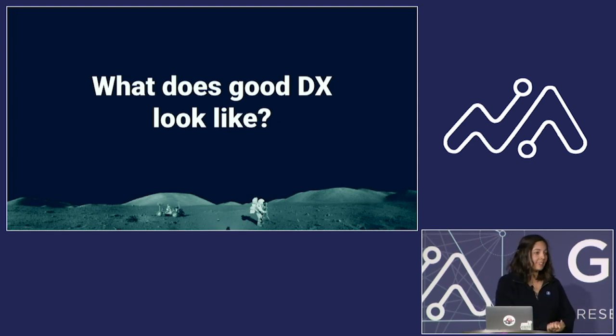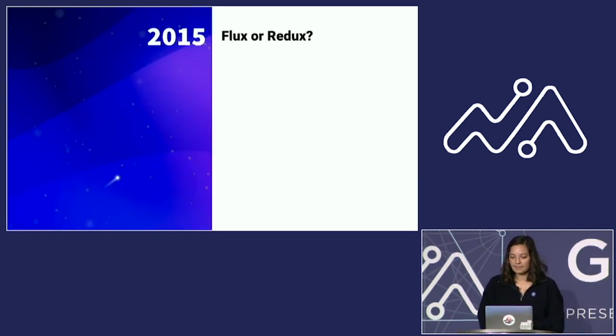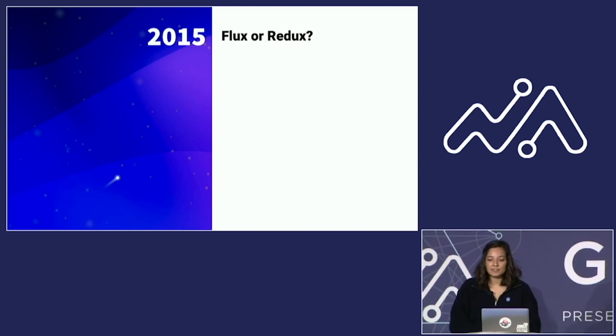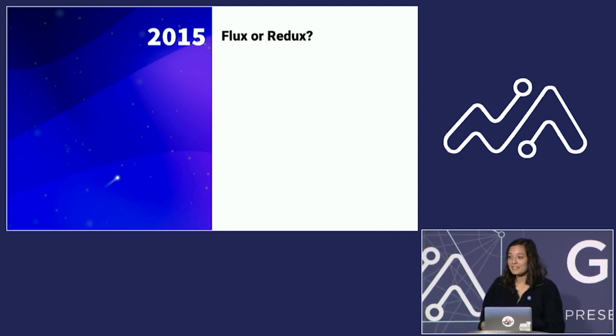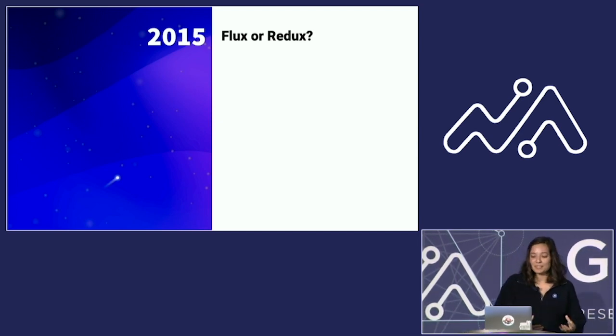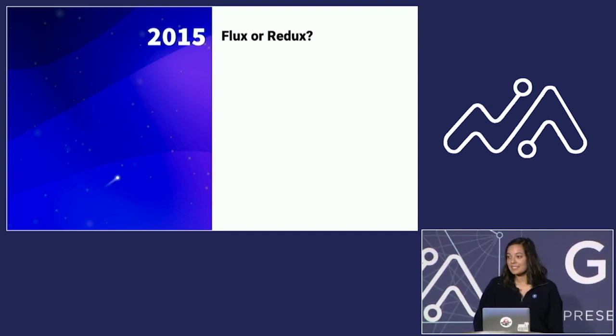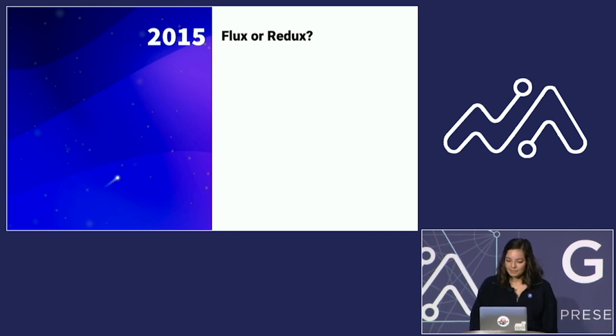So what does good developer experience look like? To talk about this together, I want to start by taking us on a walk down memory lane. I remember having a very serious conversation in 2015 about how we should manage front-end state in applications. The question of the day was really, should we use Flux or Redux? In the moment, Redux was much newer. Flux was kind of the incumbent. And yet in the last 4 years, we've seen Redux really become the pervasive way that people manage front-end state in applications, which we'll look at later in the talk.